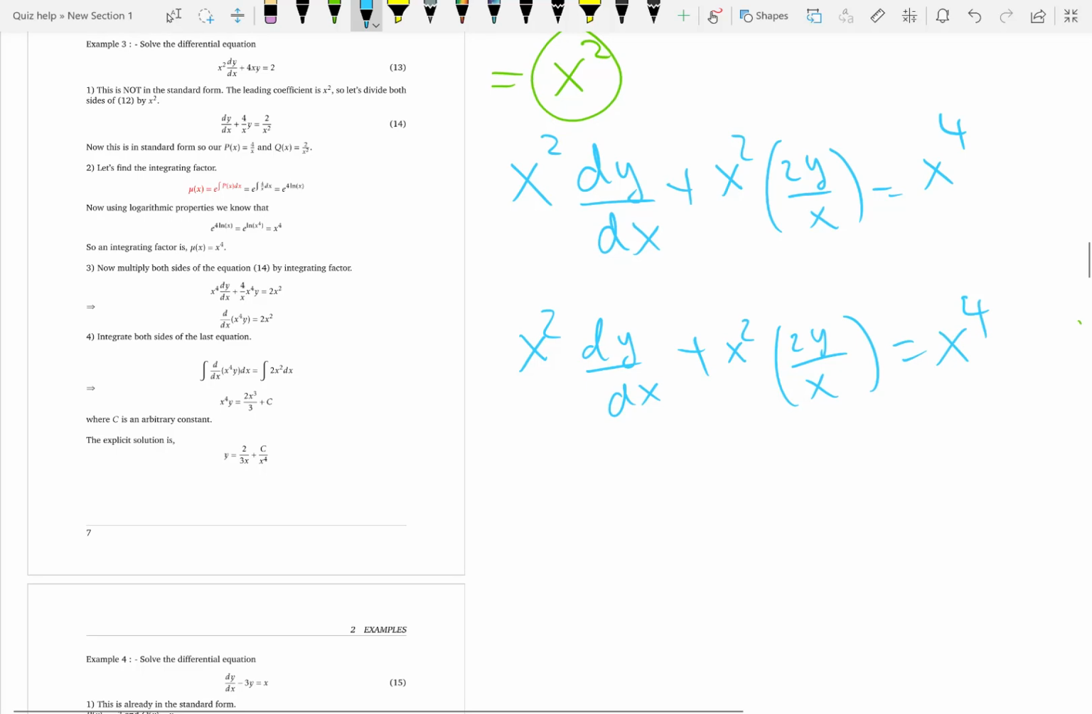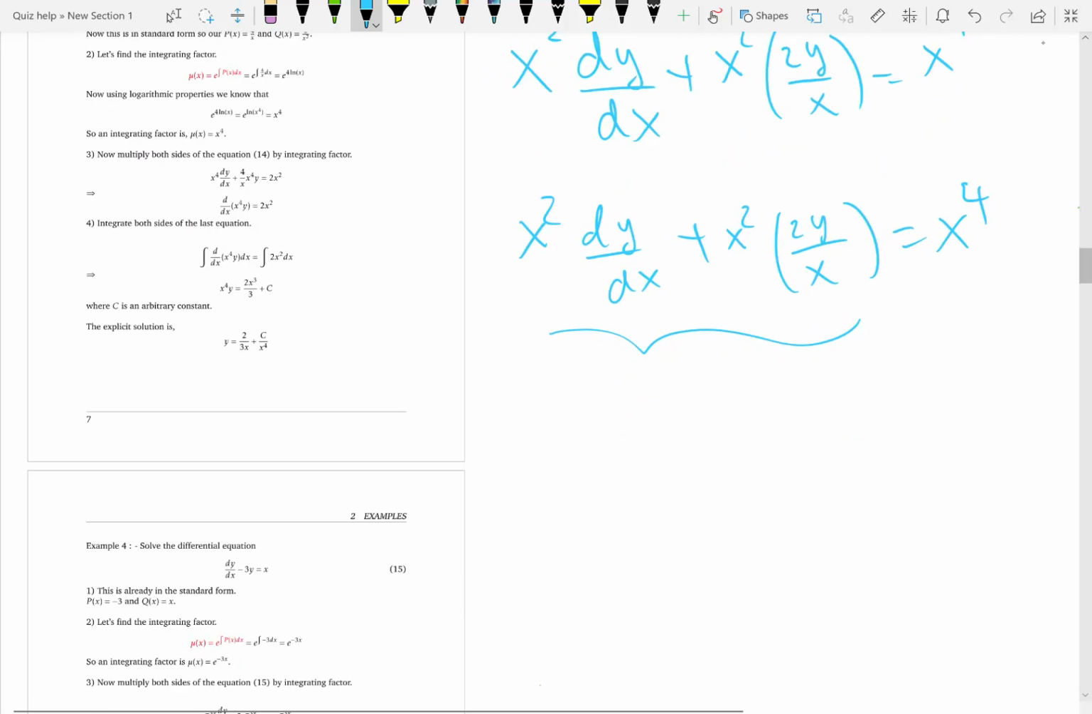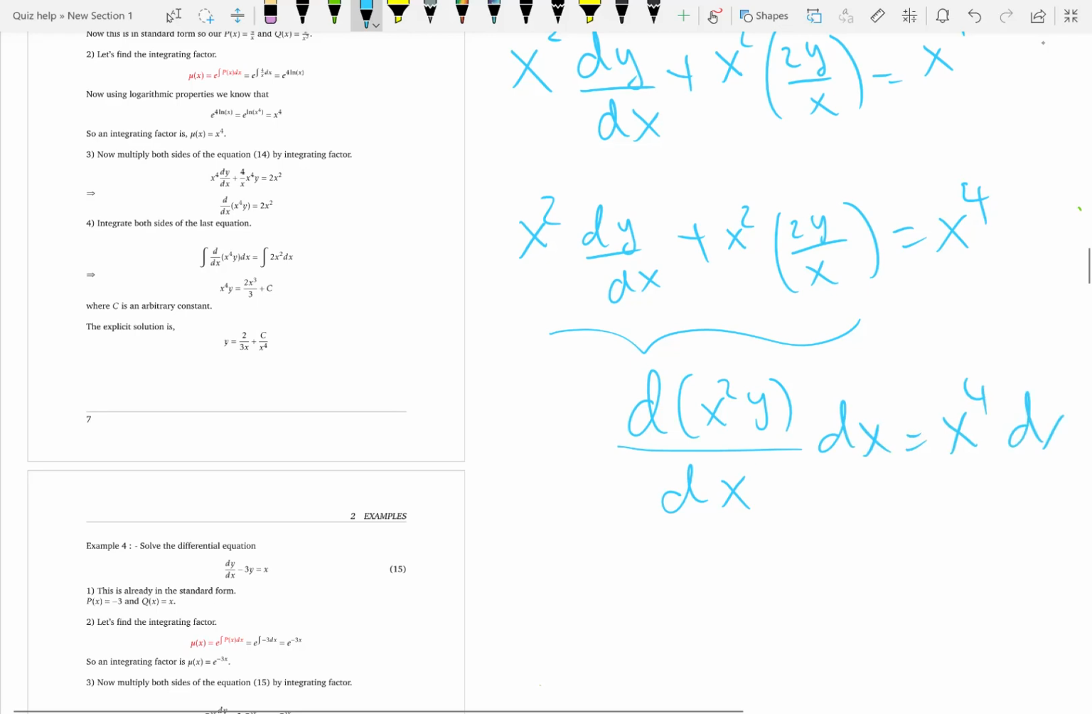Now we know the whole point of finding a special integrating factor is to rewrite this left hand side as the derivative with respect to x of the integrating factor times y, right? So let's rewrite that left hand side. Well, we got to this point, and now we have x to the 4 on the other side. We have to multiply both sides by dx, so we multiply both sides by dx.